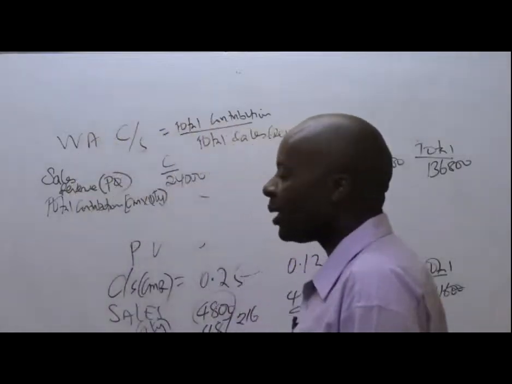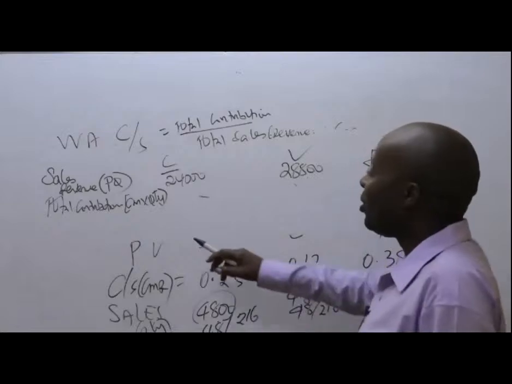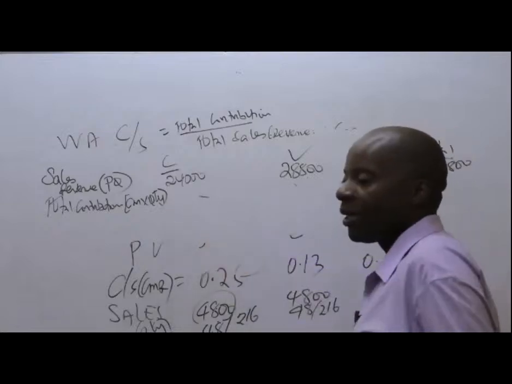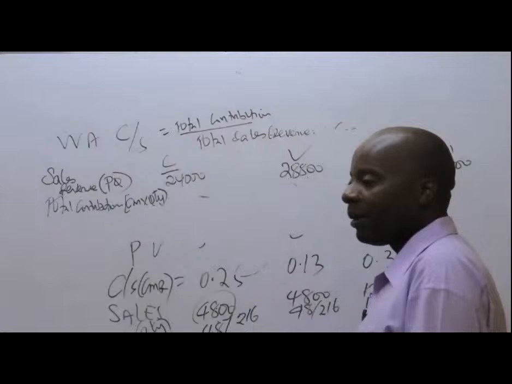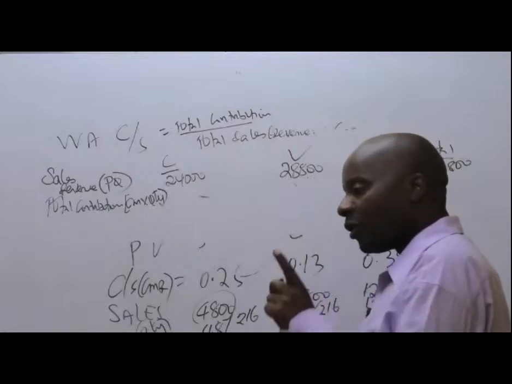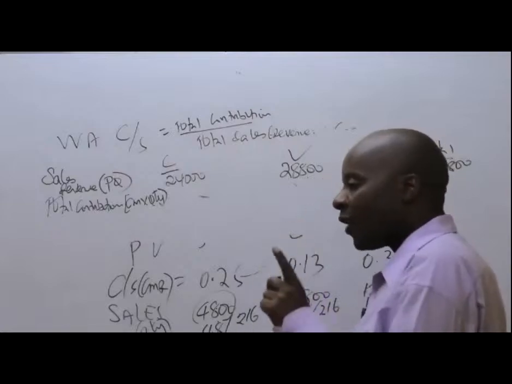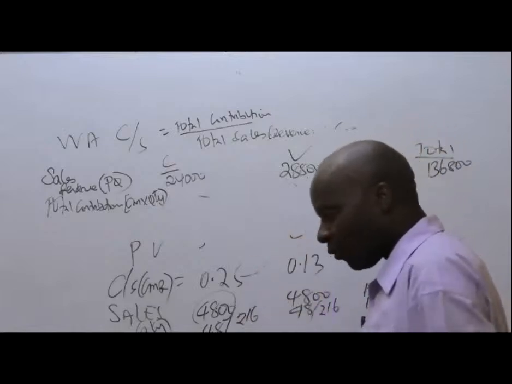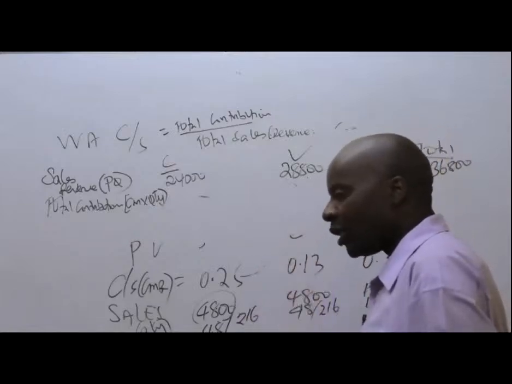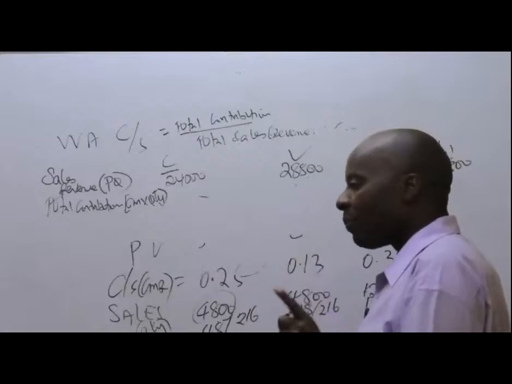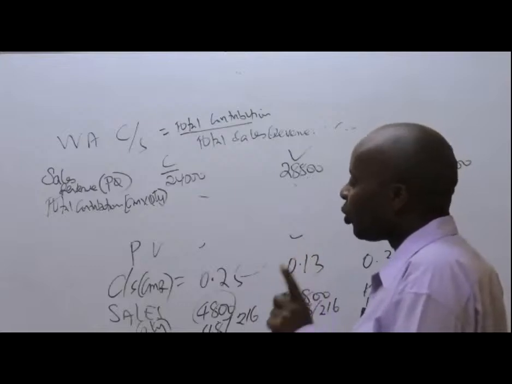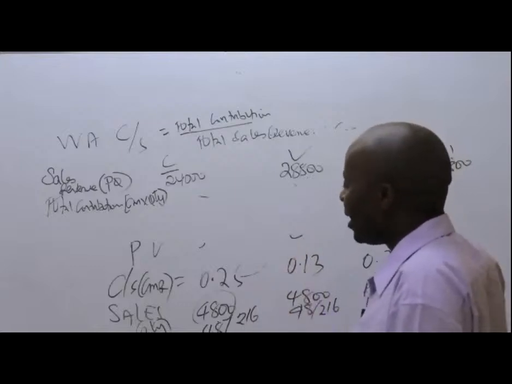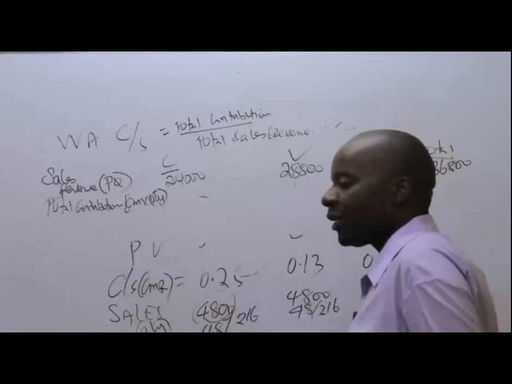Unfortunately, ladies and gentlemen, I have misplaced my contribution margin somewhere here. But if there is something that I'm able to remember, it is the contribution margin of X, which was 1.25. So 1.25 times the quantity, which again is 4,800.